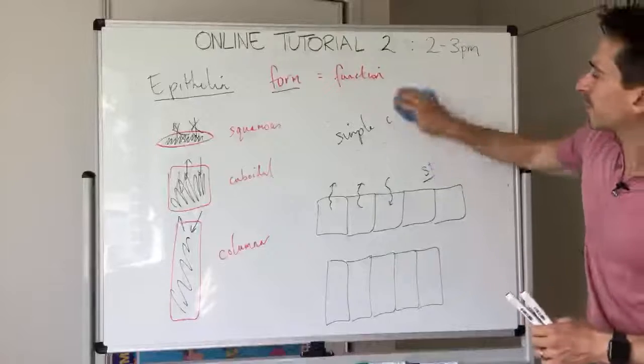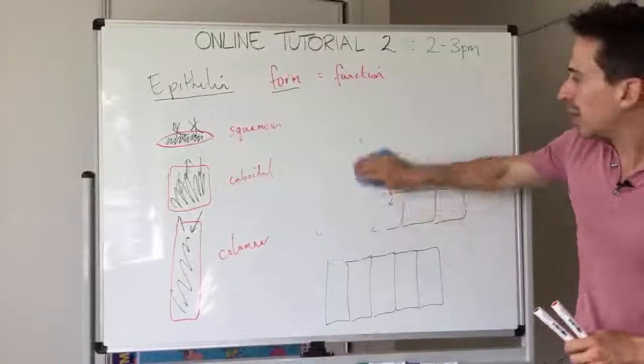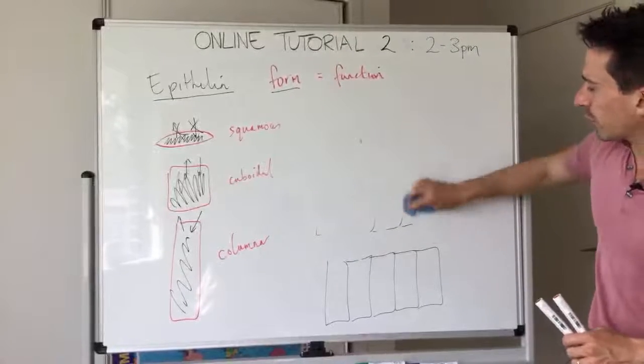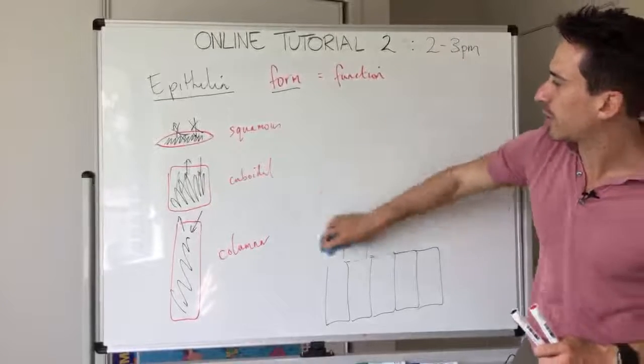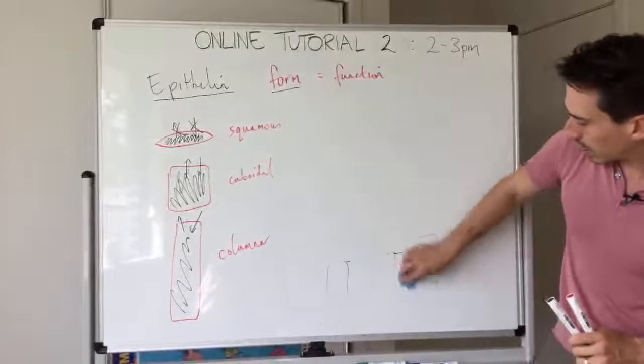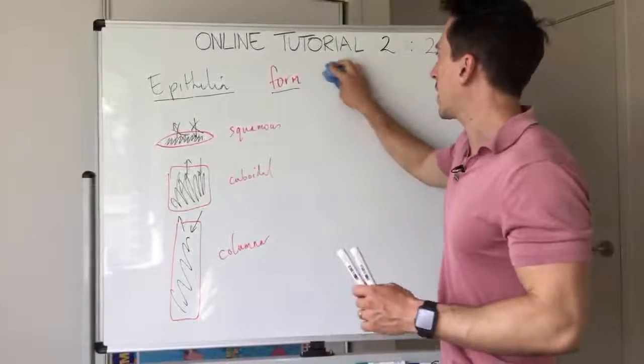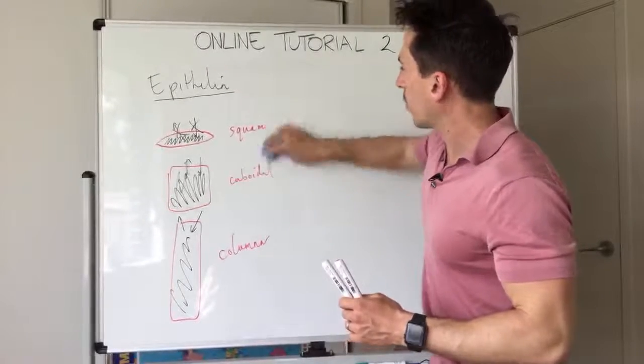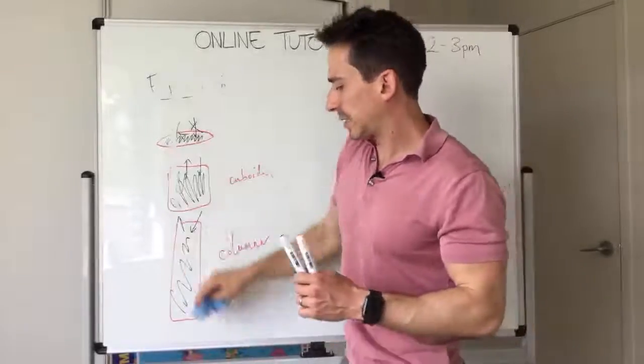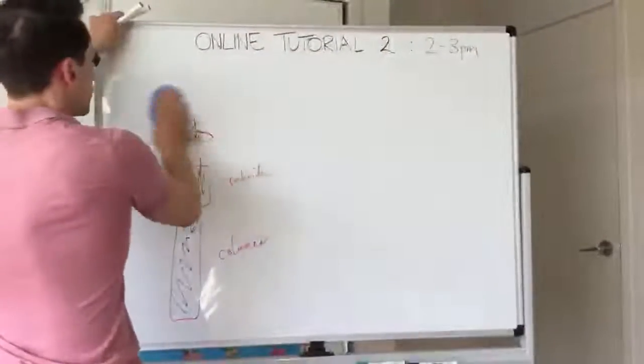So that's going to be the epithelia, different types, form equals function. Let's now move on. So we've gone through those two tissue types, connective tissue and epithelial tissue. Told you we're going to go through nervous tissue and muscle tissue in the future, so no need to stress too much about that. What I want to talk about now is this week's stuff.